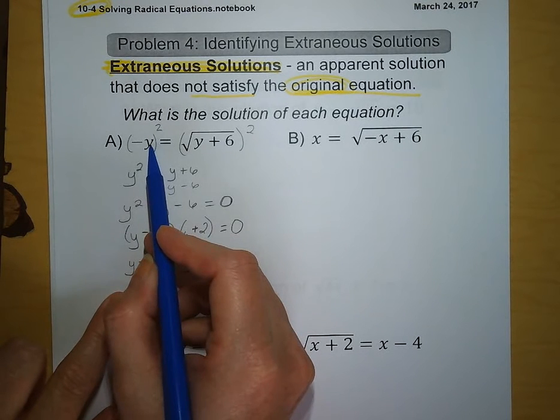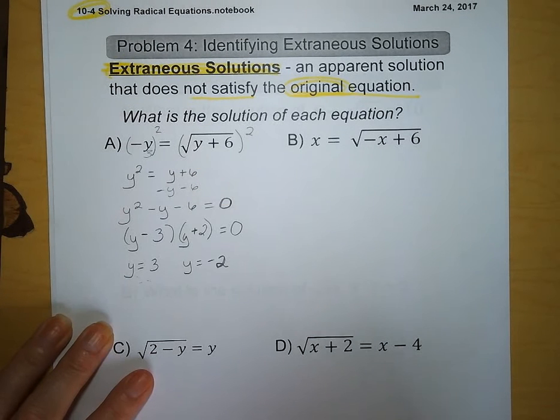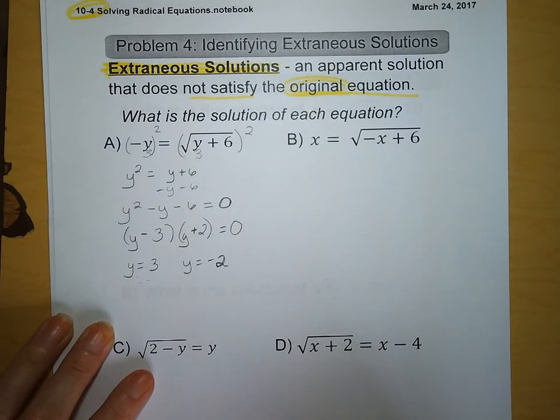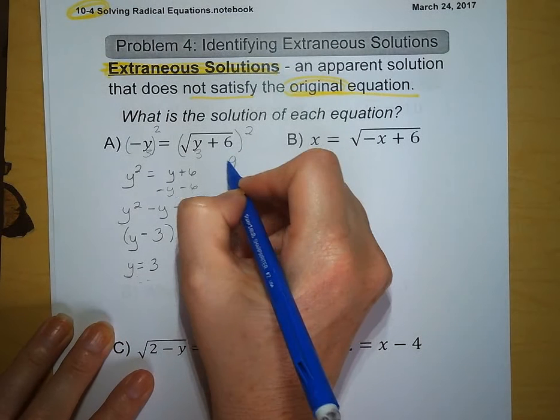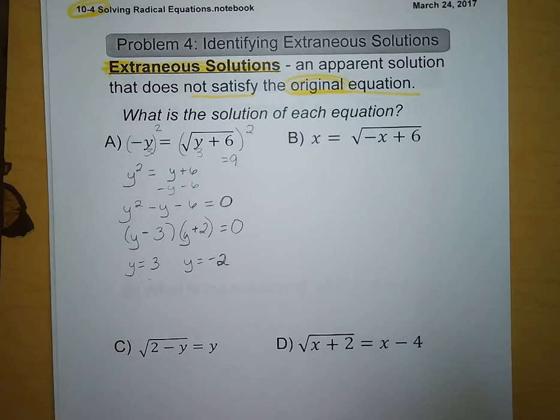So let's start with 3. The opposite of 3 is equal to the square root of 3 plus 6. 3 plus 6 is 9. The square root of 9 is 3. Is -3 equal to 3? No, it is not. So let's try -2.